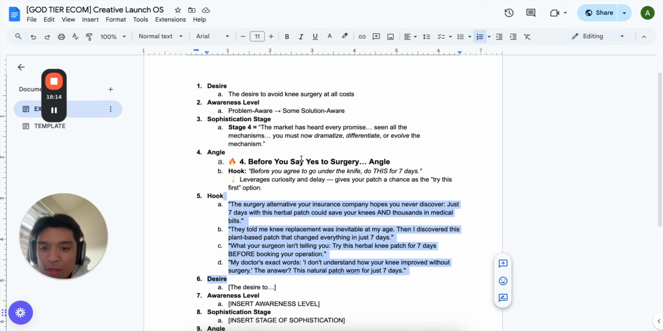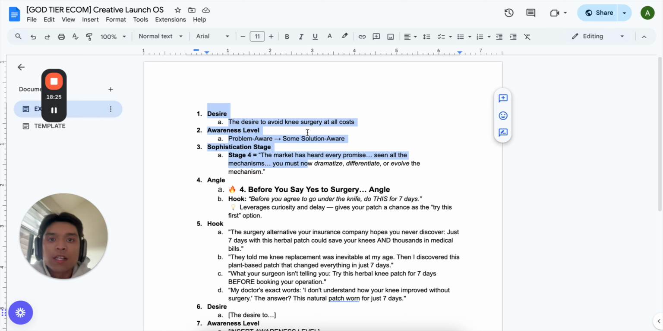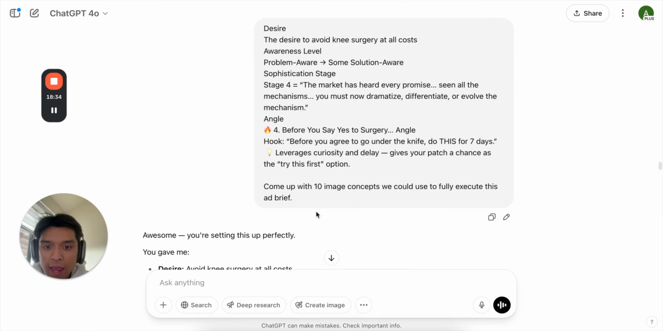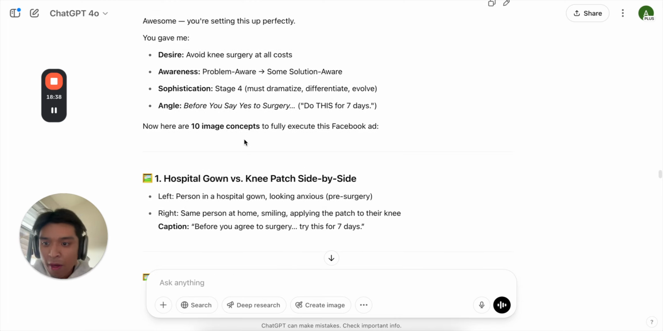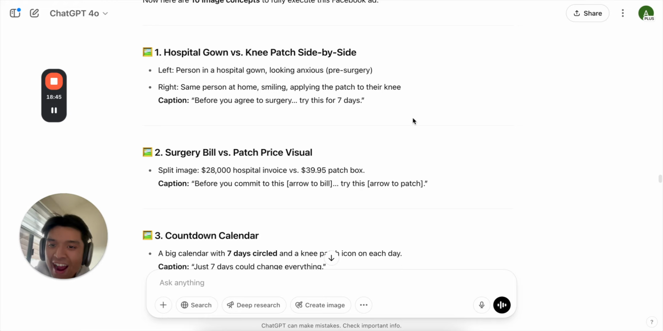So what you then do is you take these hooks, and now you have anywhere from 3 to 5 hook variations for this particular angle, which is going after these desires, awareness, and sophistication. That's it. And you just rinse and repeat this process. Now you take this, you bring it into production, you write the rest of the script. You can also, like in this example, I came up with 10 image concepts, and you can literally create these in ChatGPT. Think about that. You can literally come up with image concepts that completely align with these 4 things. And then you can use the AI to generate them.